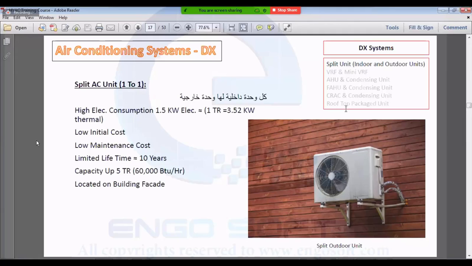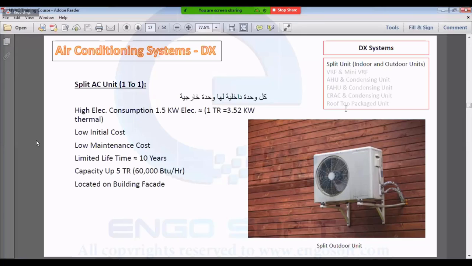Hello? Do you hear me? Yes. I'm talking about the split unit in general. So it has a limited lifetime, approximately 10 years, while systems like chilled water can last 25 years, such as the chiller and air handling unit and the like.